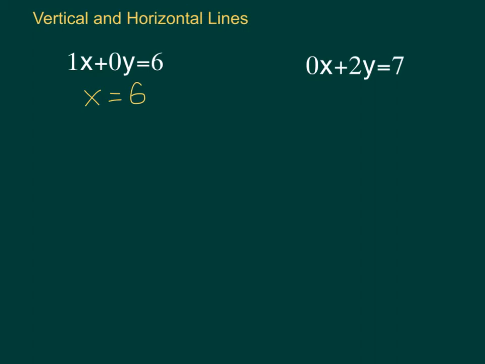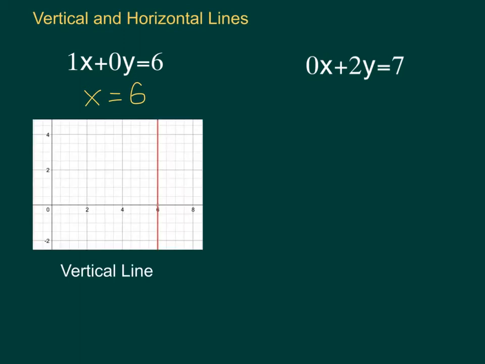Meaning every point on the line has to have an x value of 6. That's going to make it a vertical line. You can see here that I go to the x value of 6 and I draw a vertical line. All of the points on this line have an x value of 6. And so if you ever get x equals a number, that's what you're going to be looking at here in terms of graphing.